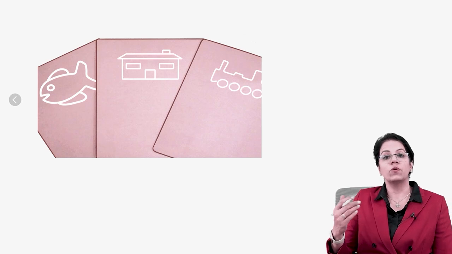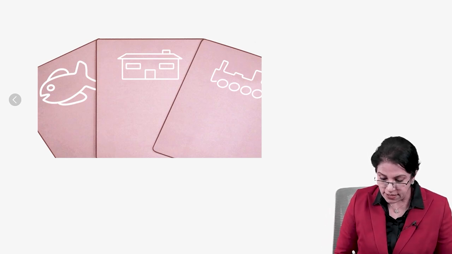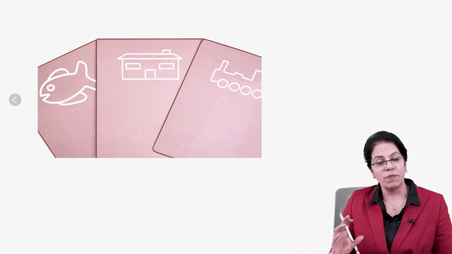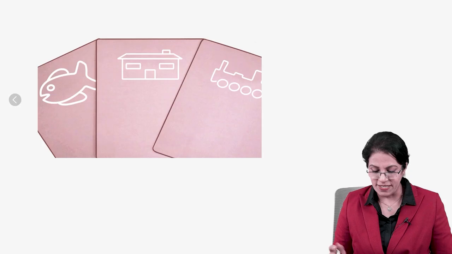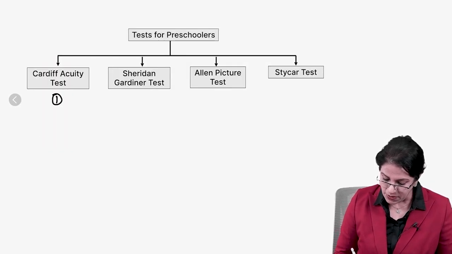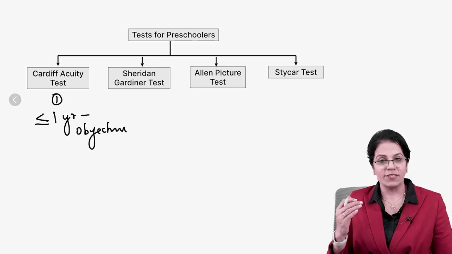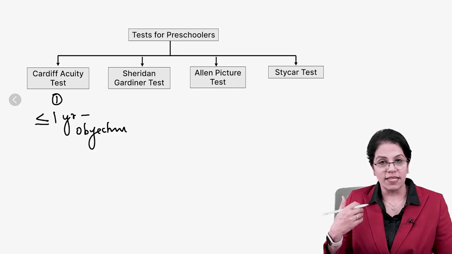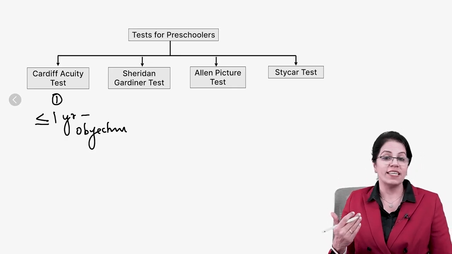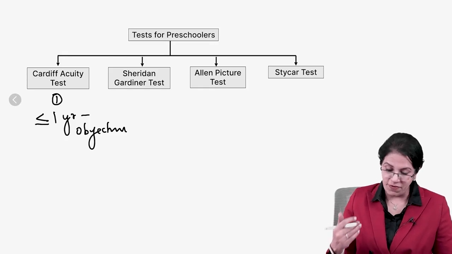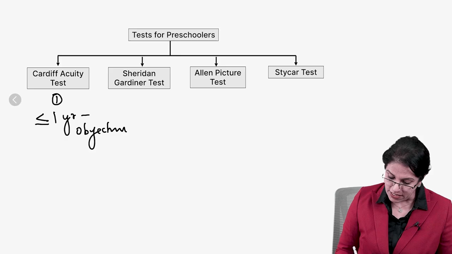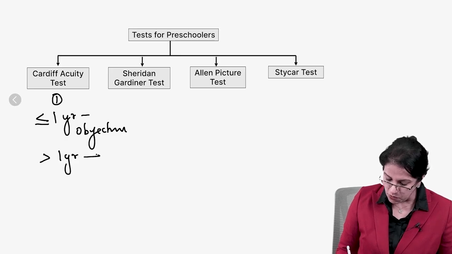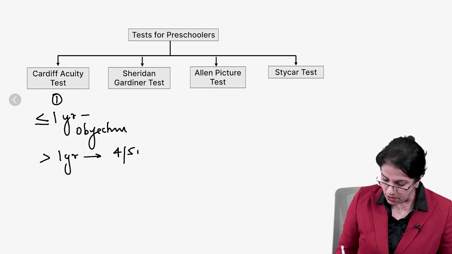But if the child is older, in preschool age, he will tell this is a fish, this is a house, this is a tree. So he will be able to tell that. So it becomes more of a subjective test. So just remember, Cardiff can be, depending on the age, in less than or equal to 1 year, more like an objective test. It's a preferential looking test. But objective and subjective, I hope you understand. Objective means that the observer is going to see, the patient, the subject, is not participating. But when the subject is participating, that is called subjective. So more than 1 year till preschool, that is around 4 to 5 years, now this becomes a subjective test.